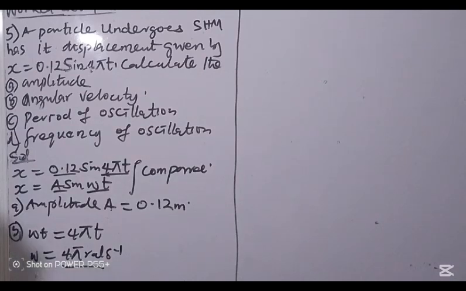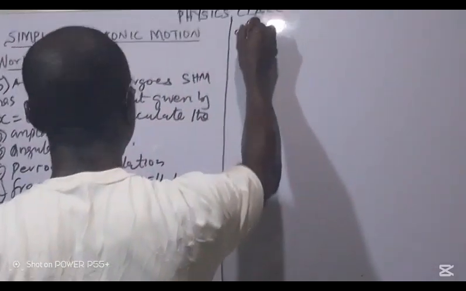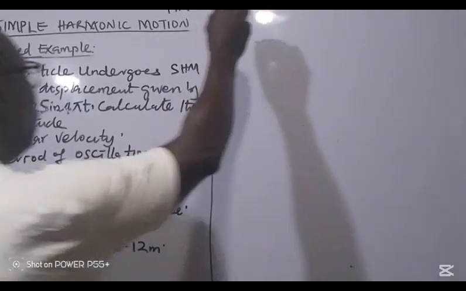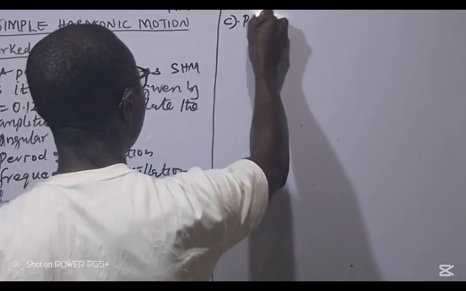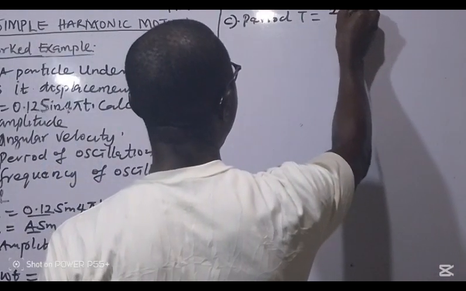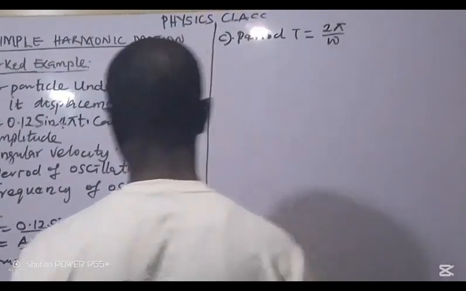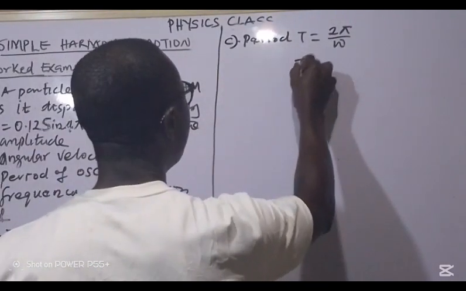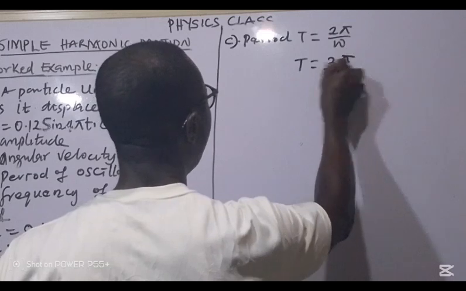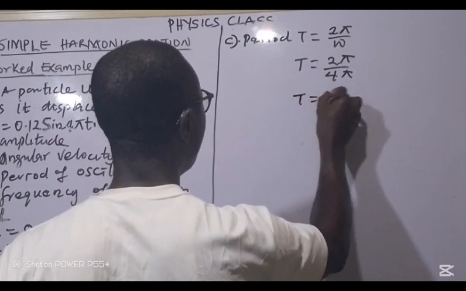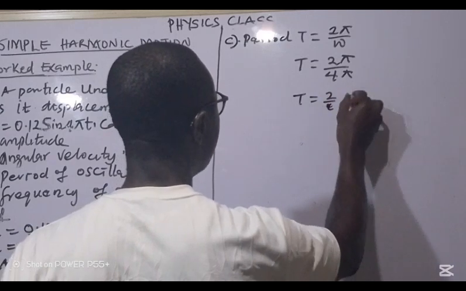Question C now. C asks us to calculate the period of oscillation, and don't forget one of the formulas for period, which is capital T, is equal to 2 pi over omega. And from here, our omega is 4 pi. So we can now say the period T is equal to 2 pi over 4 pi. Pi will cancel pi, so we have T is equal to 2 over 4, which is equal to 1 over 2, and our T is equal to 0.5 seconds.